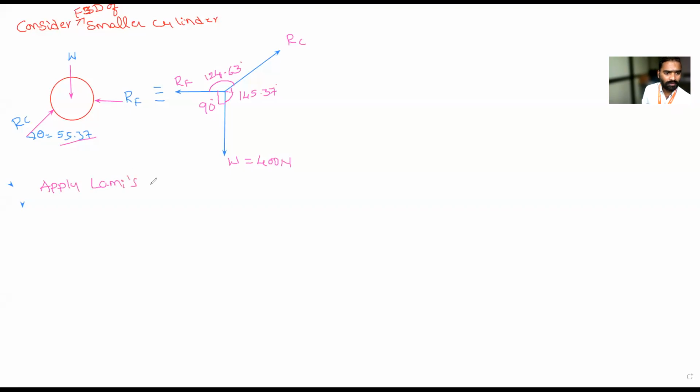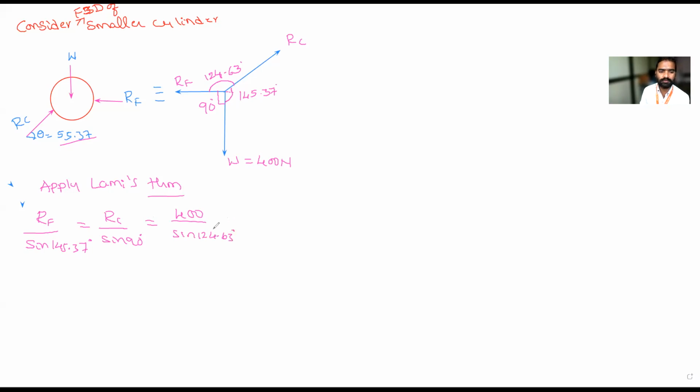Okay, now apply Lami's theorem. Tell me, what is Lami's theorem? So first, RC upon sine 145.37, RF upon sine 145.37, is equal to RC upon sine 90 degrees, is equal to weight 400 upon sine 124.63.